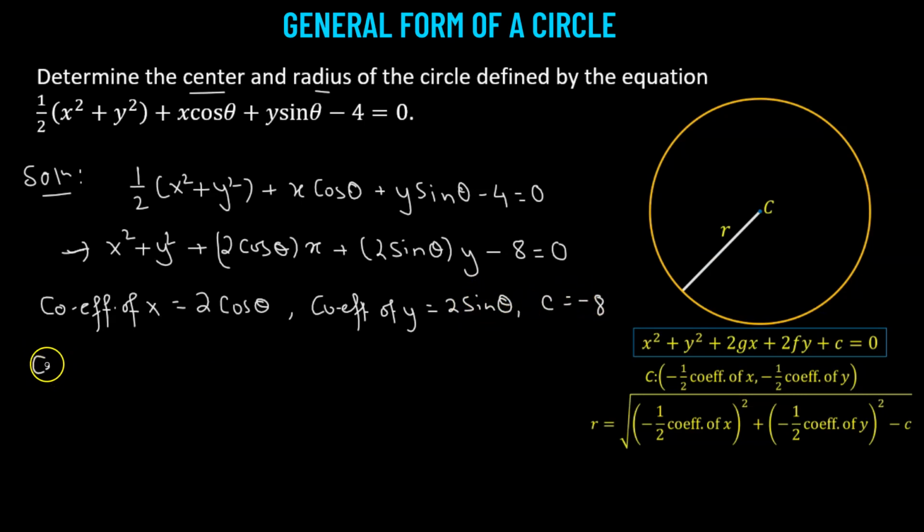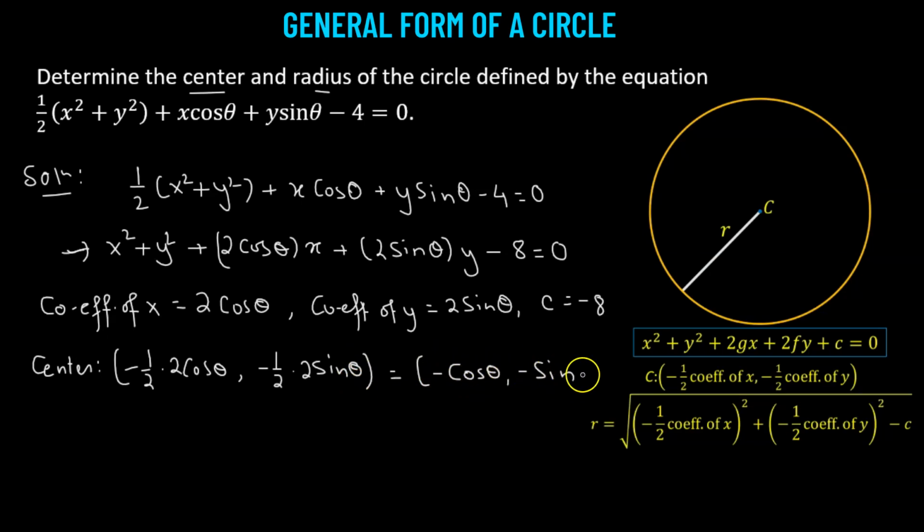Now let's find out the center first. So our center of the circle will be given by: our x coordinate is negative half times the coefficient of x, so that's 2 times cosine theta, comma, the y coordinate, that's going to be negative half times the coefficient of y, so it's 2 times sine theta. Solving this, we get negative cosine theta, comma, negative sine theta. So we have found the center of the circle. Let's note that our center comes out to be negative cosine theta, comma, negative sine theta.